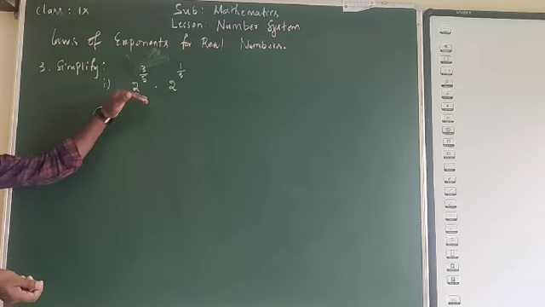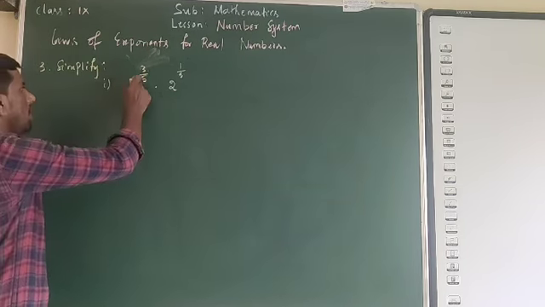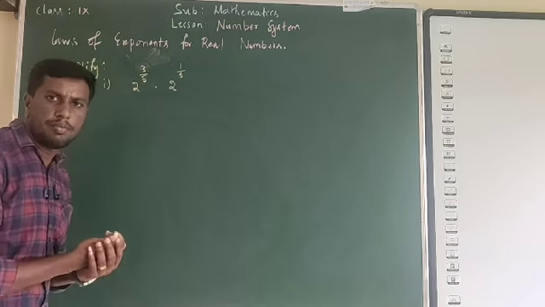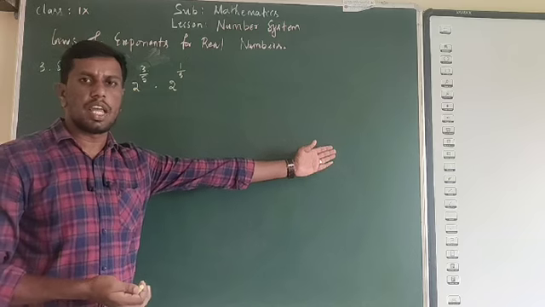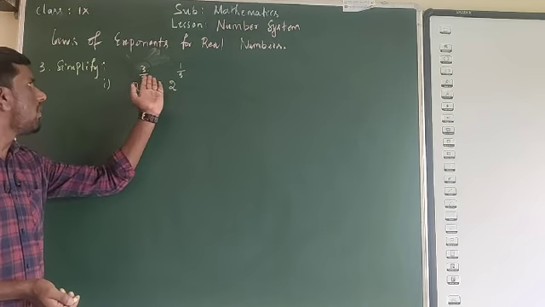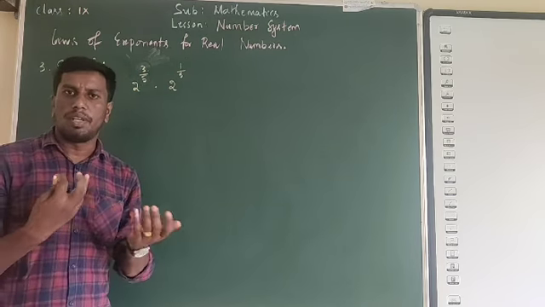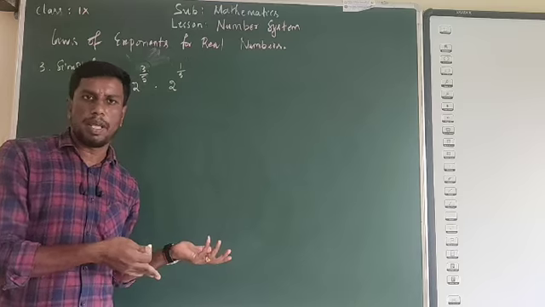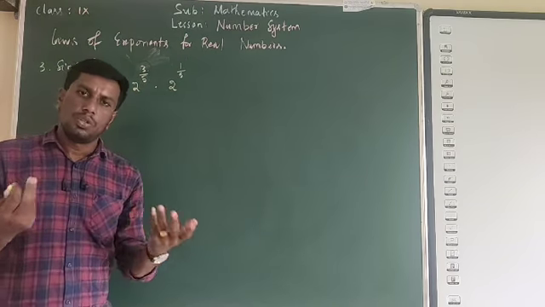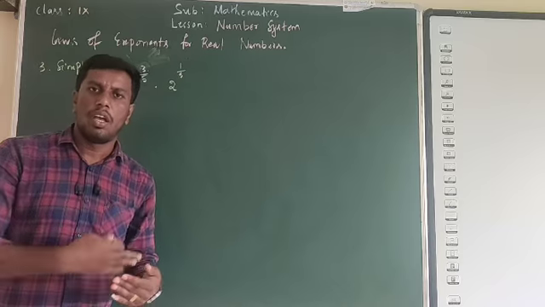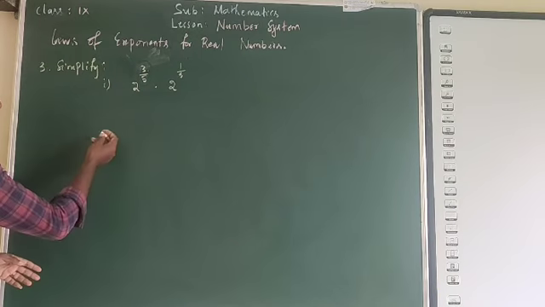Here also the same concept, but the power will be a rational number. Whereas there the power is a natural number, here the power is a rational number. That's it. But the method is the same. Same law you are going to apply. Bases are same, it is multiplied. Powers are different. So do the same method. Write the base, add the powers. We'll see what will happen.